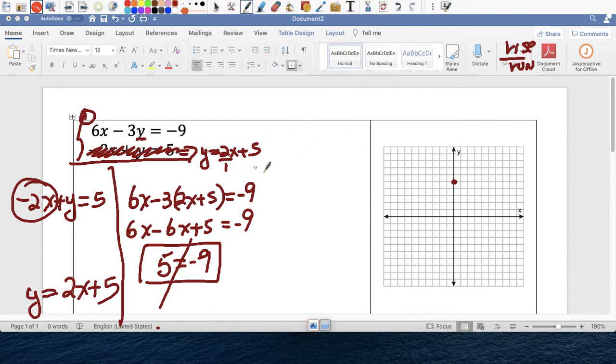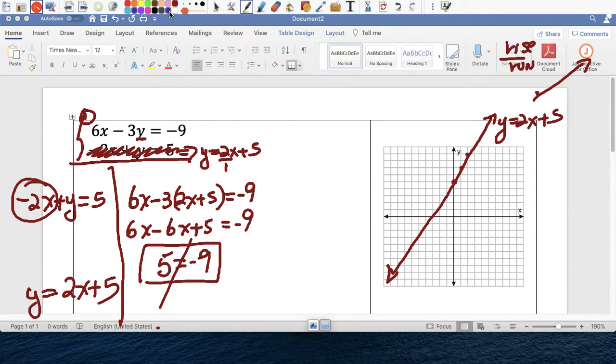I know it's a positive slope, so my line's going to go that way, right? So let me go 2 up, 1 to the right. There's my next point, 2 up, 1 to the right. I don't need 20 points, I need 2 points. And I can connect the dots. So that's what y equals 2x plus 5 looks like.